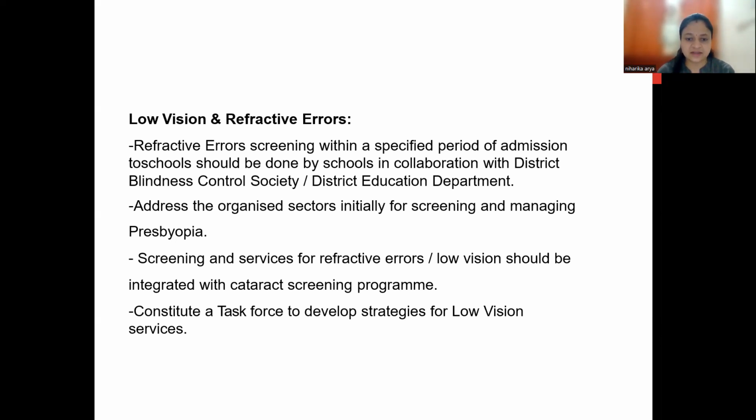Address the organized sectors initially for screening and managing presbyopia. Screening and services for refractive errors. Low vision should be integrated with cataract screening programs. Constitute a task force to develop strategies for the low vision services.